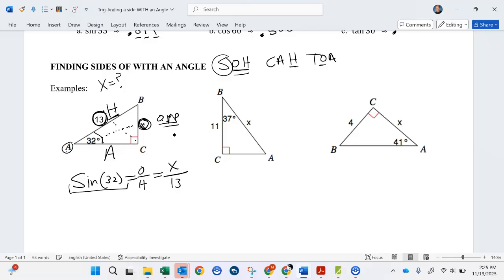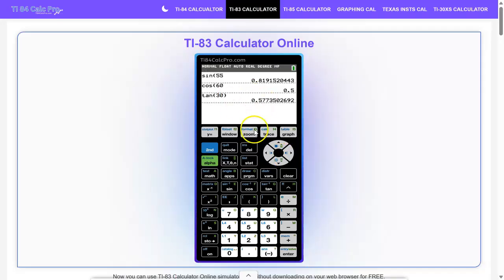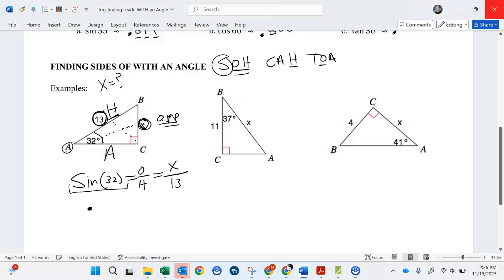Okay, so what is the sine of 32? We're going to use our calculator again. Sine of 32 degrees, enter, and that's 0.529, or we could round it to 0.53, but we can do 0.529. Okay, so 0.529 is equal to, and again, we're going to just use this, x divided by 13.